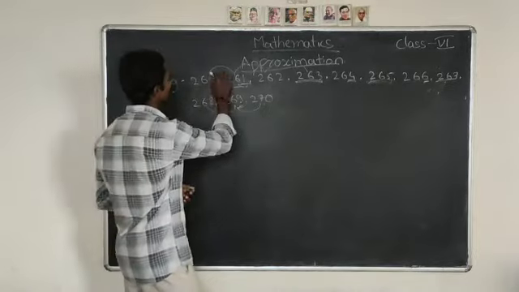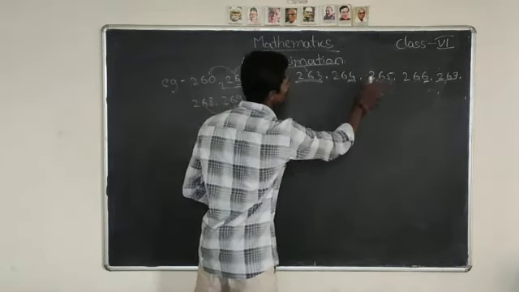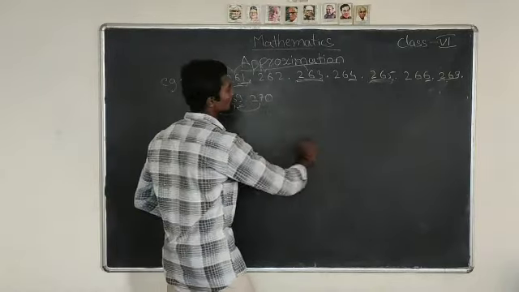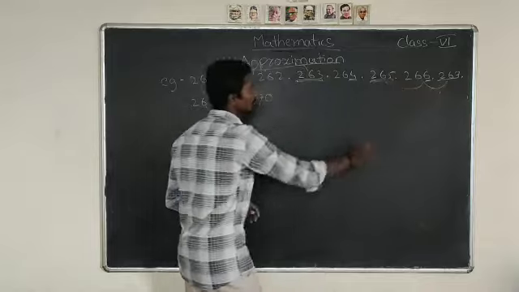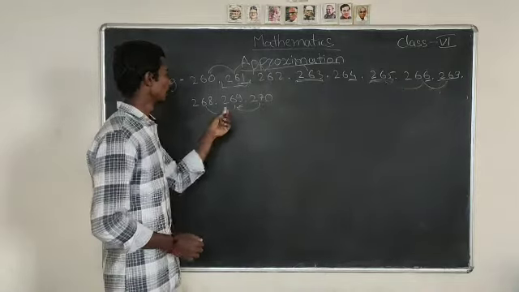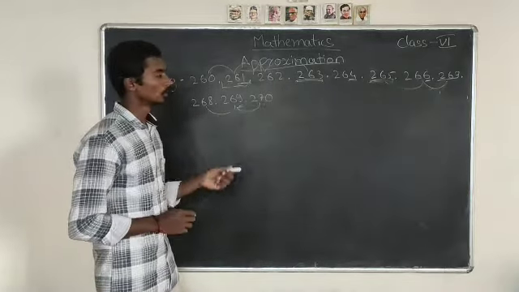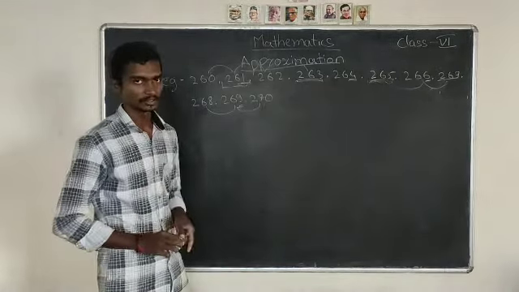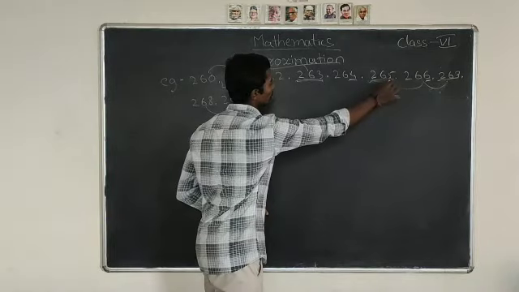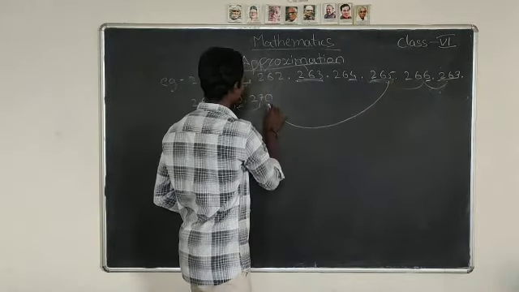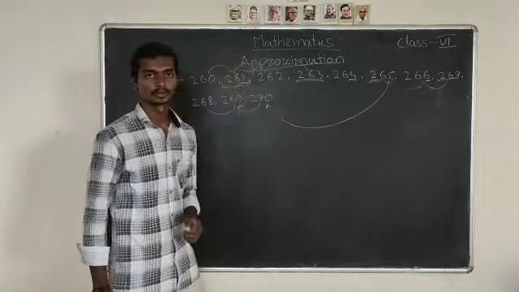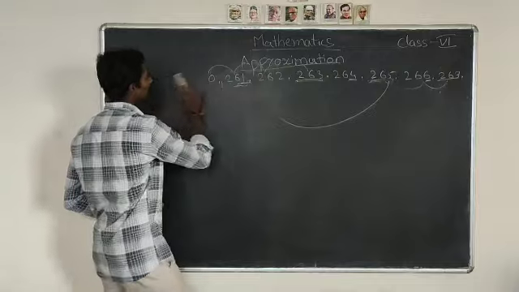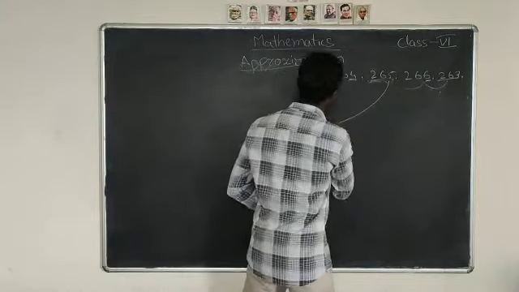Let's count. 1, 2, 3, 4, 5. This is 5 steps ahead of 260, and 1, 2, 3, 4, 5, 5 steps behind 270. So what to do here? How to approximate 265? The normal convention is that 5 is approximated to the next tens value. Okay? So now let's look at approximating to the hundreds value.